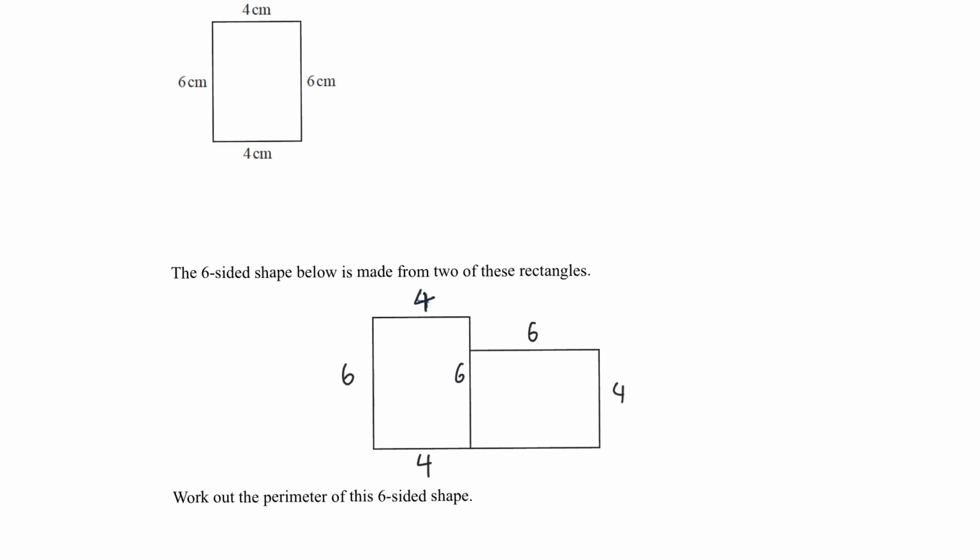6, and the whole part, just to make it clear, that whole part is 6. This whole part is 4. Okay, so now it wants us to work out the perimeter.